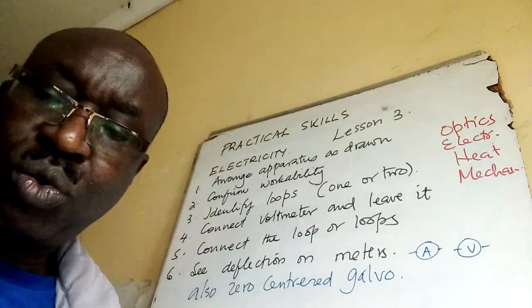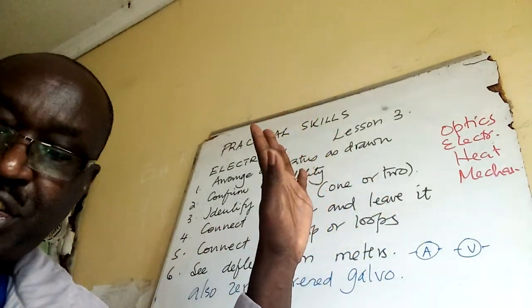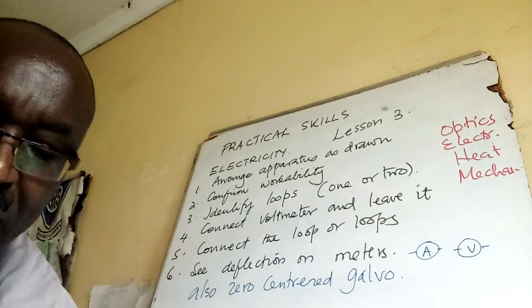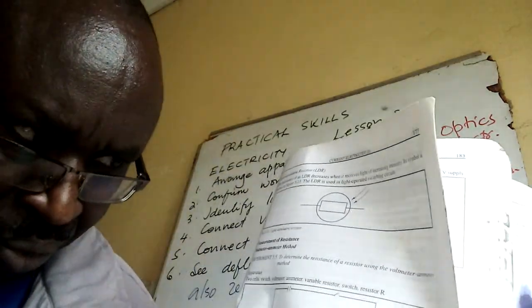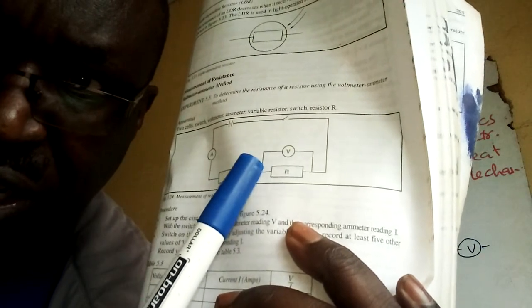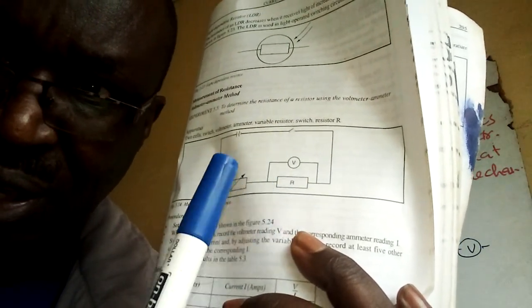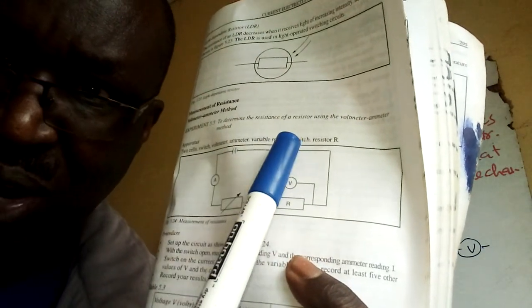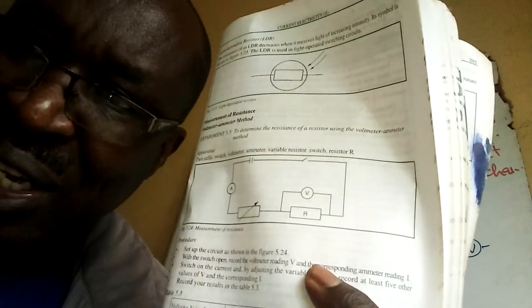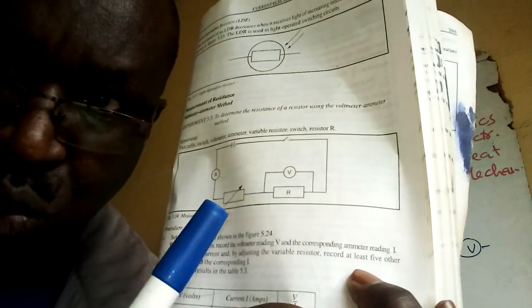So to simplify your work, what will you do? Connect the voltmeter and leave it. If I connect the voltmeter and leave it, just imagine you don't have this now. Then it means you have just this one loop. Get me right? I've identified here there are like two loops.